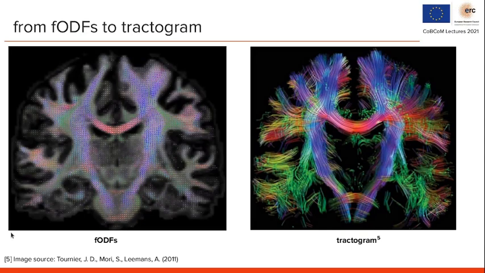Estimation of the fODFs over entire white matter region is a necessary step for tractography, which is crucial for the analysis of structural brain connectivity. Starting from the fODFs depicted on the left, using tractography algorithms, one can obtain tractogram as depicted on the right.